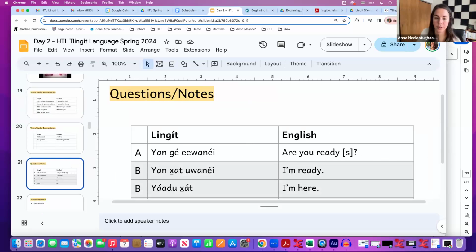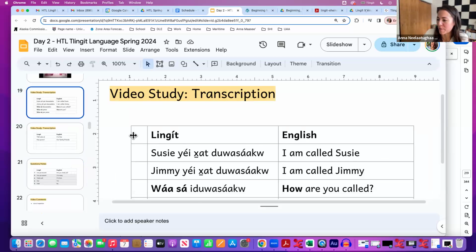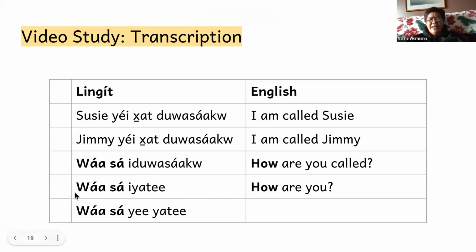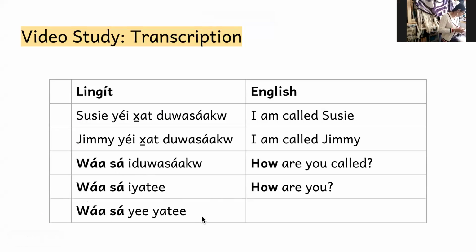Sorry. Okay, cool. So we looked at this video and we heard some questions. The first one was, how are you called? And then another question we heard them asking each other a lot was just, how are you? So everyone go ahead and repeat after me. Wasa iyatee. Wasa iyatee. And then the puppets, Jimmy and Susie, turned to look at us and asked all of us, repeat after me, Wasa iyatee.